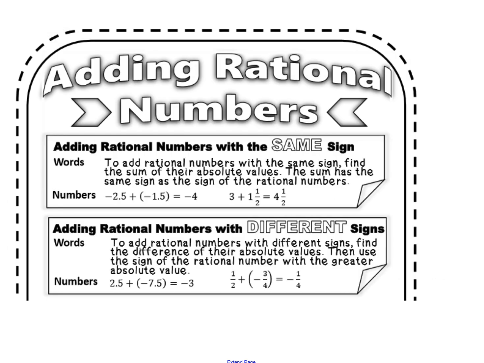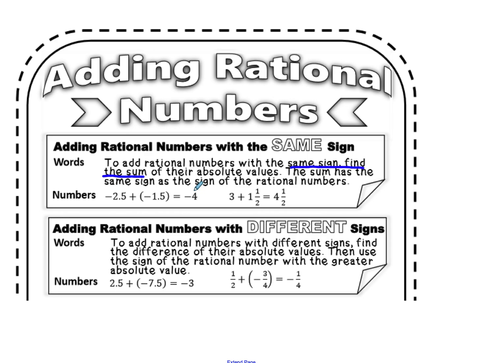All right, so adding rational numbers. Adding rational numbers with the same signs. To add rational numbers with the same sign, you're going to find the sum of the absolute values. So same signs, find the sum. That's what we've been using as our integer rule. It's true for rational numbers as well. Same sign, find the sum. The sum has the same sign as the sign of the rational numbers.